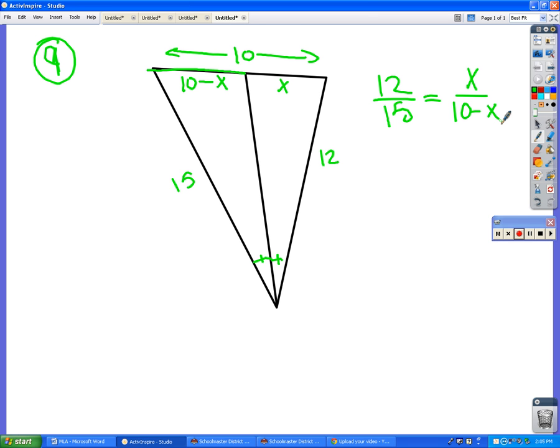I'm going to cross multiply. So if I go 12 times this stuff, what do I get? 120 minus 12x, because I have to multiply both terms by 12. And if I cross multiply this way, what do I get? 15x. James, you got a question?